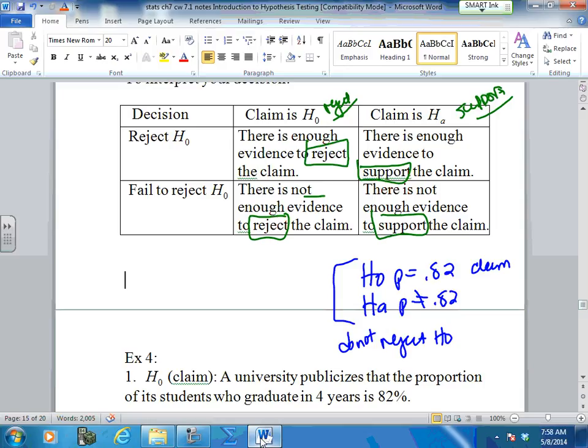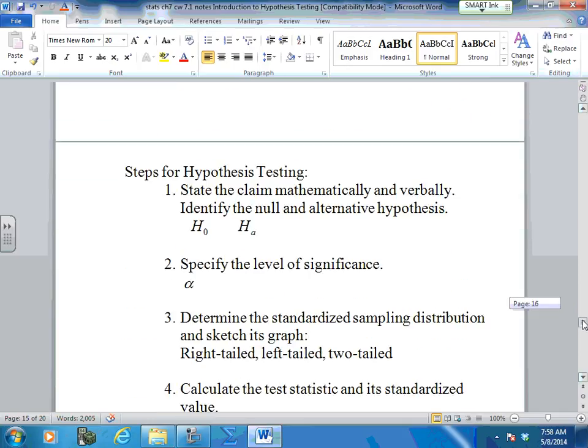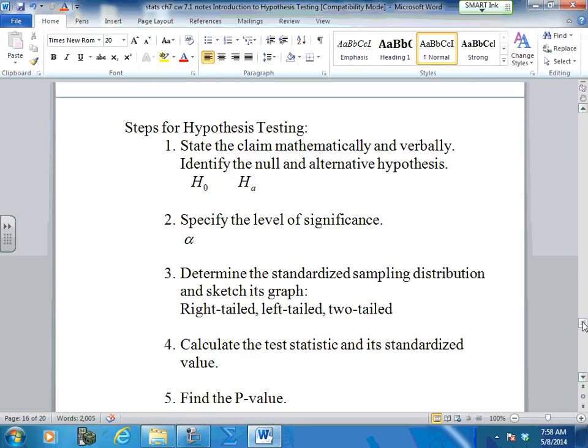Now, probably this is all I need to tell you about, because as soon as we're done with this, we're going to actually go into testing them. Now, you state the claim mathematically and verbally. You identify your null and your alternate. You specify your level of significance. The problem will tell you your level of significance. It's generally 0.01, 0.05, 0.10. You determine your standardized sampling distribution and you sketch it. If it's a less than for your HA, it's a left tail. If it's a greater than for your HA, this is all based on your HA. It follows your tail.